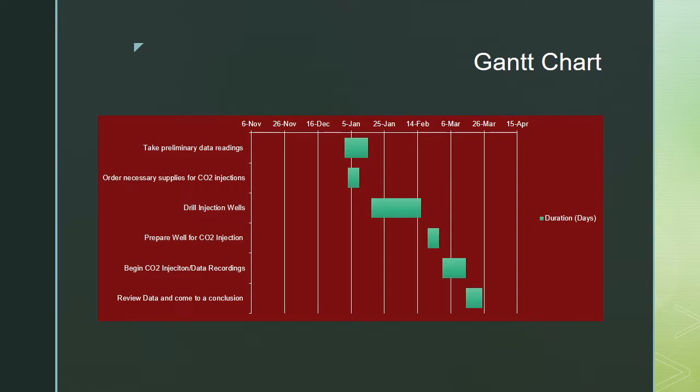Here's our Gantt chart that portrays the necessary tasks to begin a CO2 injection process, and about how many days each would take to complete. The longest task to finish would be drilling the injection wells, which is around 30 days. In total, we should be able to complete the introduction of CO2 as a new enhanced oil recovery technique in 4 months.